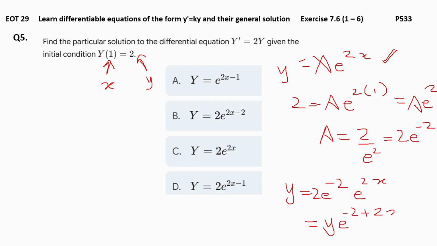Let's search in the options. Sorry, here 2, okay? It is not y. One second. Accidentally I wrote y here. It is 2. Now you can cross out option A because you don't have 2. Then e power, we have negative 2. So you can cancel option D because it's negative 1 and cancel option C because it has nothing. So option B is the right answer. Clear?